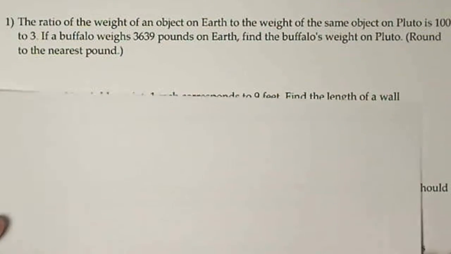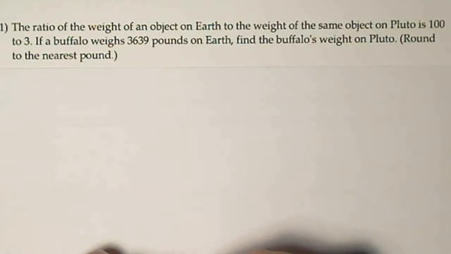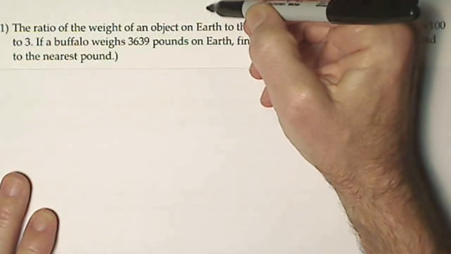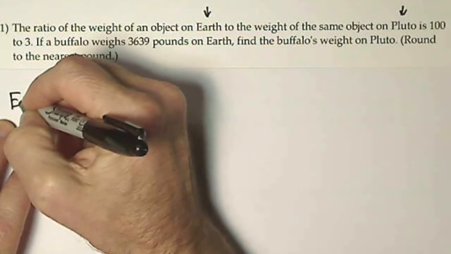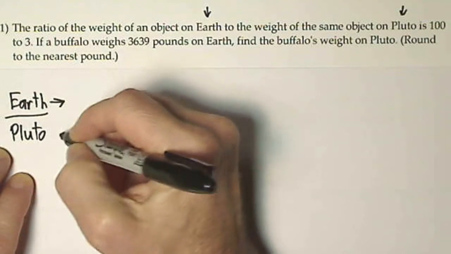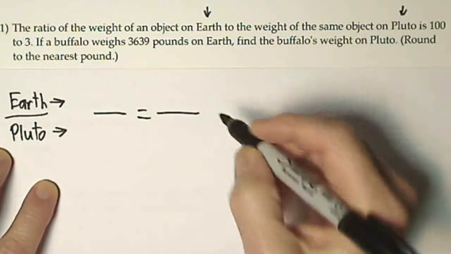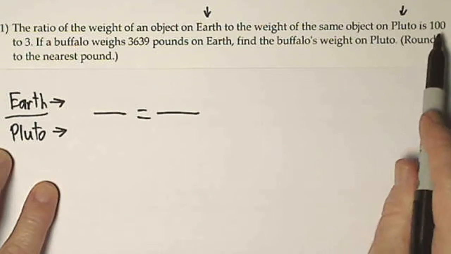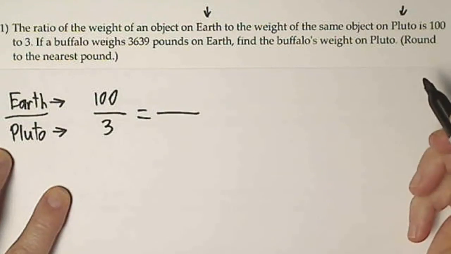So for our first one, basically whatever order the information is presented to me, I just stay with it. First they mention Earth and then Pluto. So I'm just going to put Earth over Pluto and I'm going to stick with it. I just follow that pattern. And if it's a proportion, I'll have a fraction equals a fraction. So let's see, Earth to Pluto is 100 to 3. So there's our 100, there's our 3.